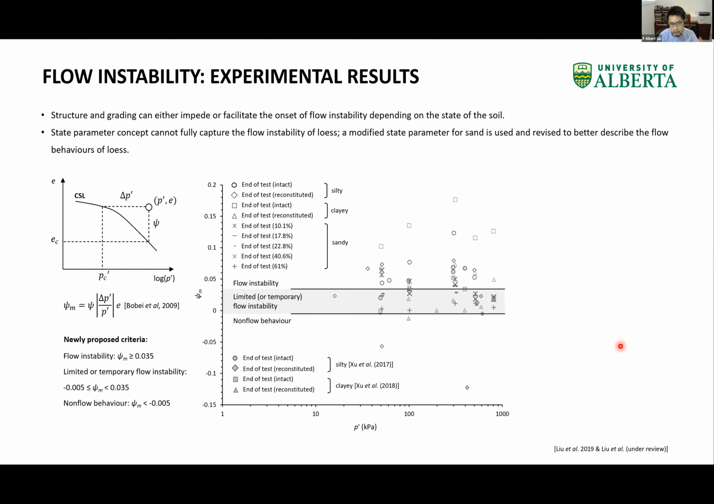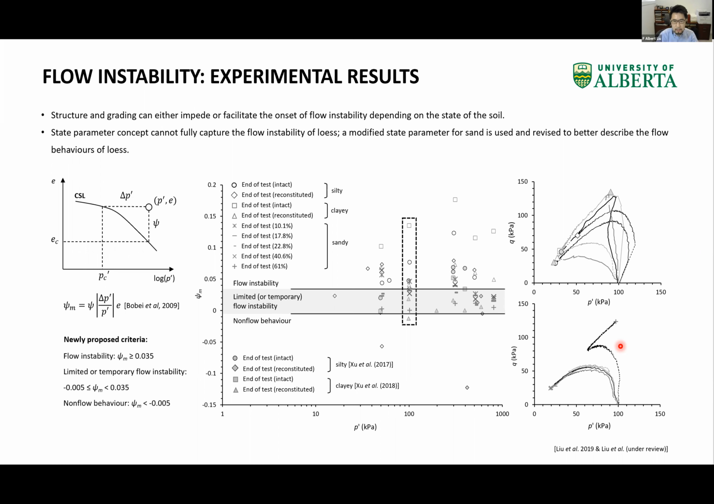So if you look at around 100 kilopascal, you can see these different images. You can see, for example, this triangle here, and that gives you a non-flow behavior because it's more dilative than contractive. And here you can see a not intense, but still contractive behavior. So you see the limited flow instability here as represented by this triangle.